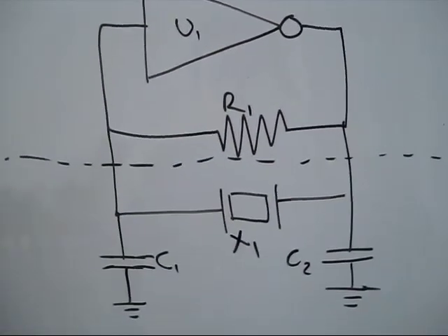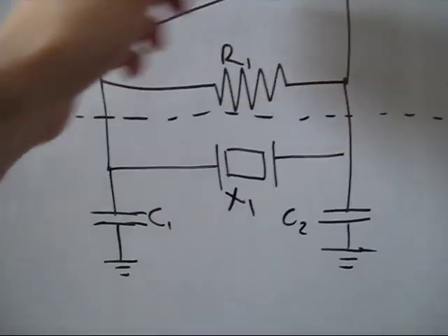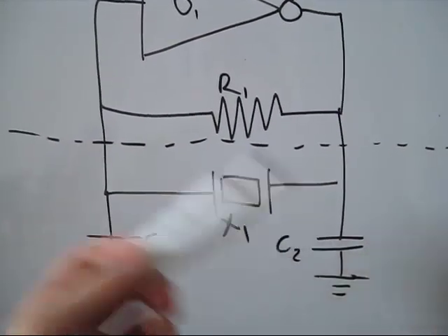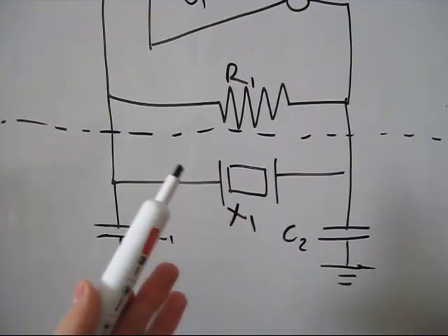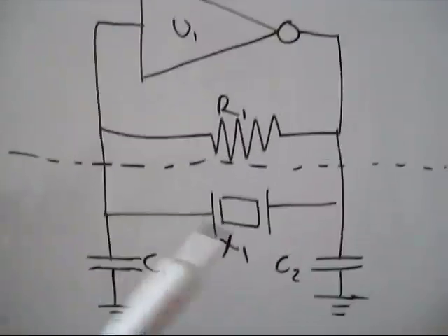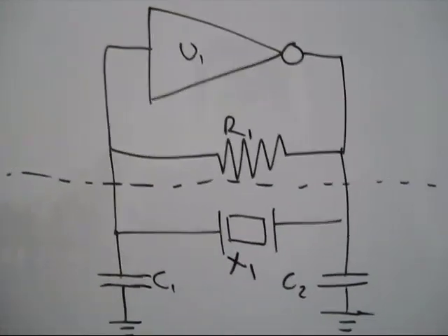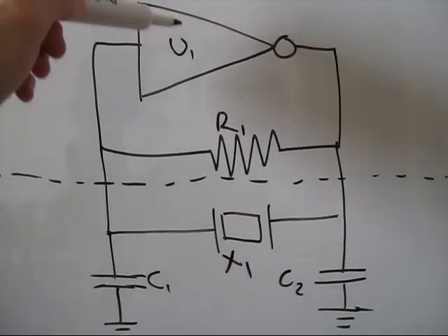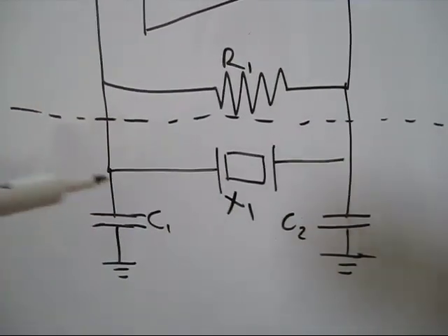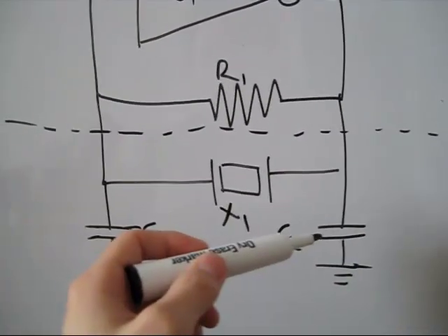Now, you don't always have that luxury of having the rest of the parts. So sometimes you still want to use your crystal to generate some sort of clock. So why not actually just build it up, right? What we've got is an inverter, a feedback resistor, and the crystal and these two loading capacitors here.